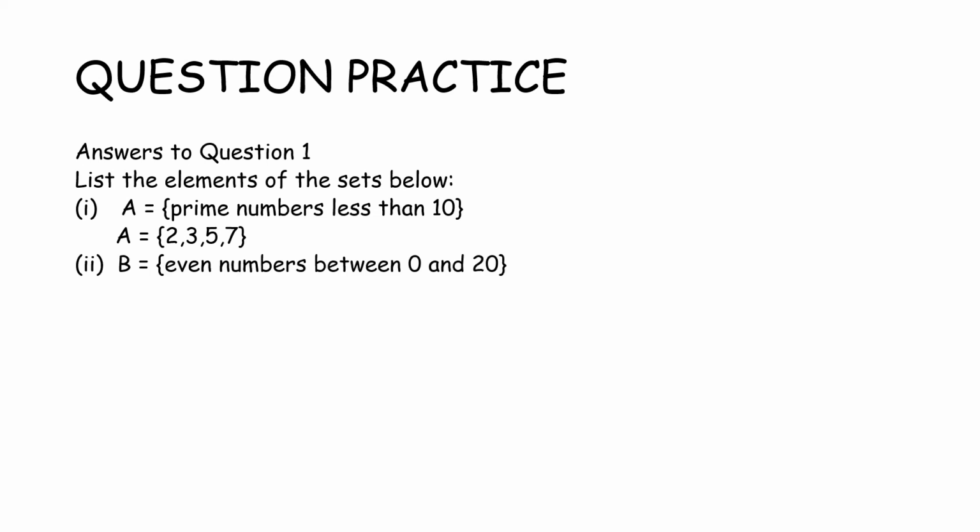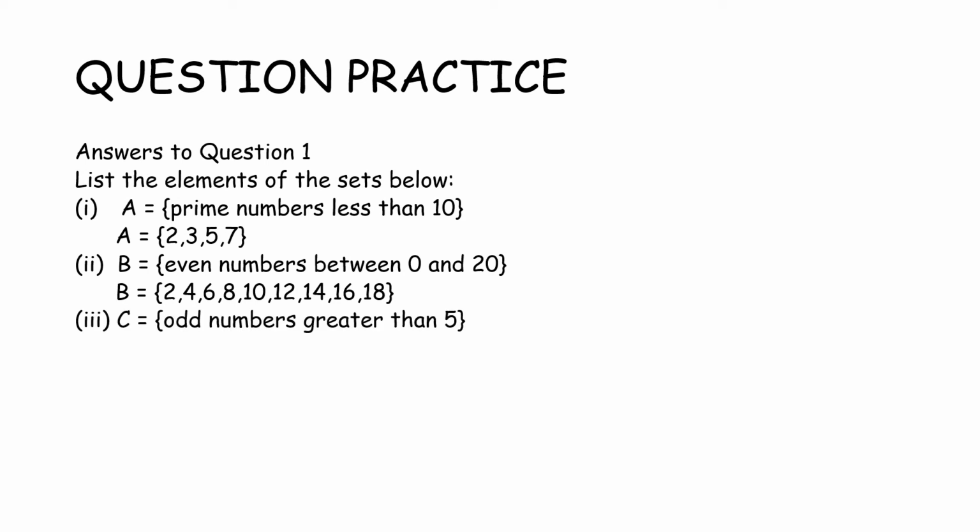Then B is equal to even numbers between 0 and 20. So for the set B, we have the numbers 2, 4, 6, 8, 10, 12, 14, 16, and 18. For set C, we're asked to list all the odd numbers greater than 5. So for set C, we have the numbers 7, 9, 11, 13, 15, 17, 19, all the way to infinity. Set C is also an example of an infinite set, as it goes on all the way to infinity.